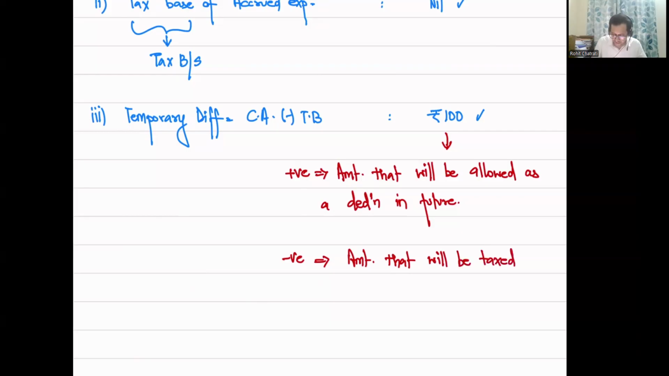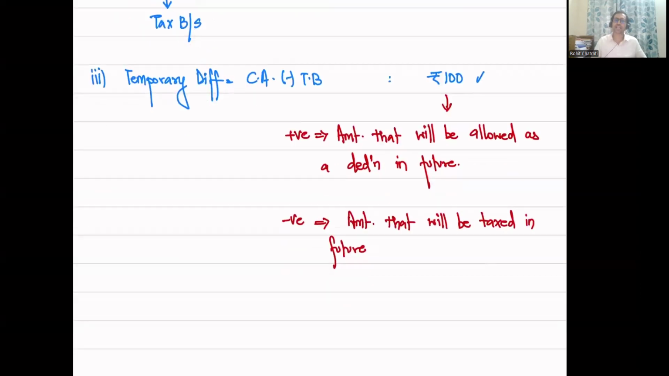Now, obviously, you might get confused as to why positive in an asset represents one thing and positive in a liability represents something else. All of that, we'll discuss the logic in the subsequent lecture. I'll give you the logical reasoning of why positive represents amounts that will be taxed in future in case of an asset, and why it represents an amount that will be deducted in future in case of liabilities. But for now, what I want you to remember is that a positive temporary difference in case of a liability represents the amount that will be allowed as a deduction in future.